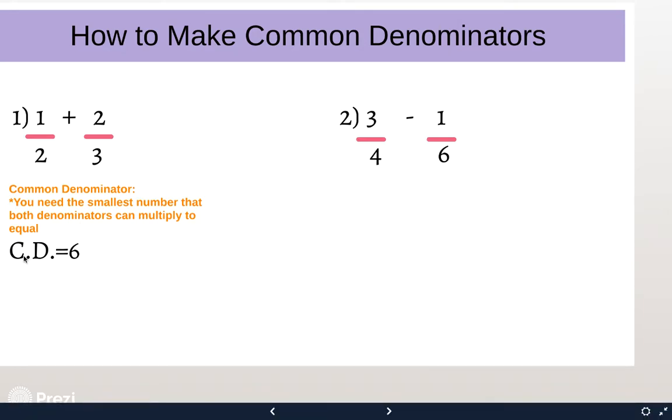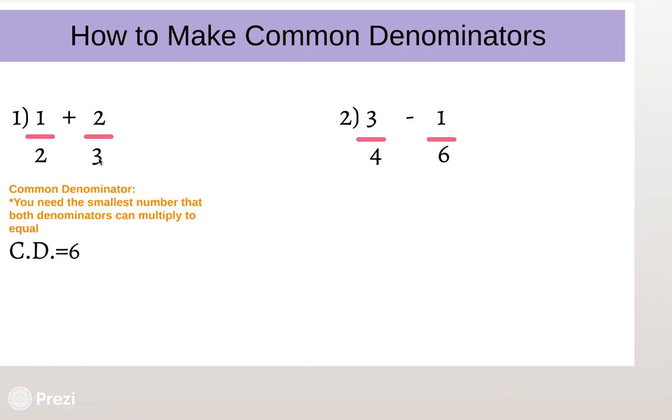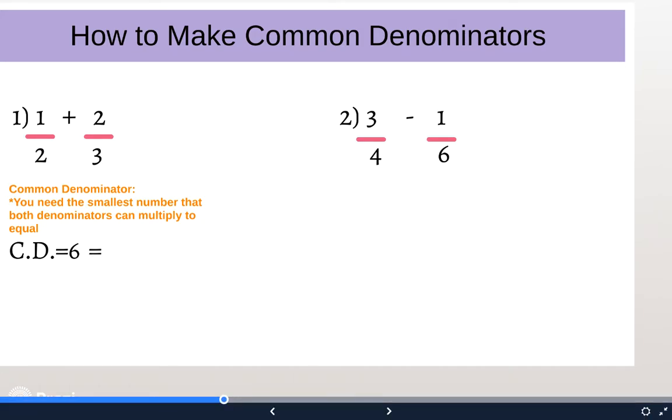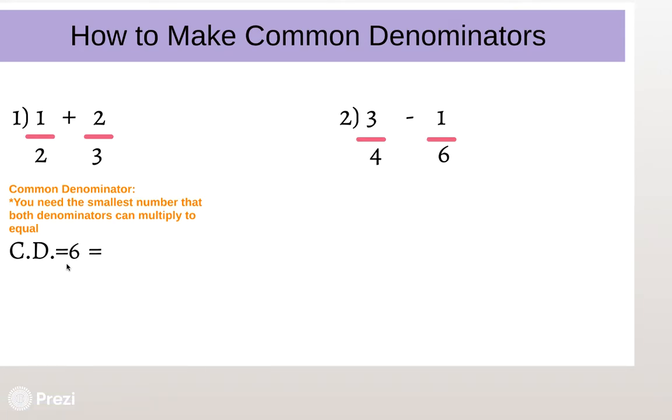That's 6. And CD is common denominator. So this one would have a common denominator of 6 because the smallest thing that 2 and 3 multiply to equal, that is the same number, is 6. Okay, so let's talk about this. 6, if I break down 6 into its factors, the things that go into 6 are 2 and 3. 2 times 3 is 6.